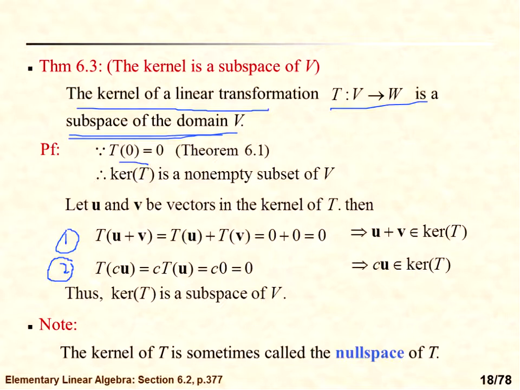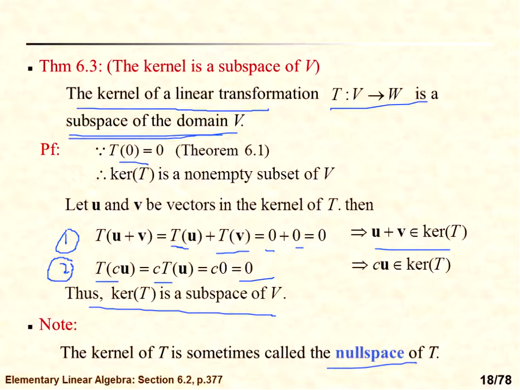So here we show that let u and v be vectors in the kernel of T. So transformation of u plus v is equal to transformation of u plus transformation of v. Transformation of u is in the kernel, so it is equal to 0, and transformation of v is in the kernel, so it is also 0. 0 plus 0 is 0. So u plus v belongs to kernel of T. Similarly, transformation of cu is equal to c times transformation of u, and transformation of u is in the kernel, so it is equal to 0. So c times 0 is 0. Thus kernel T is a subspace of V.